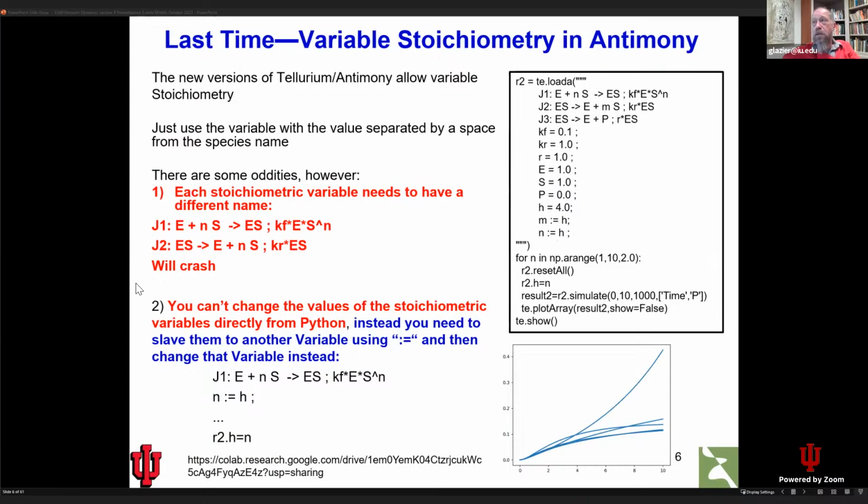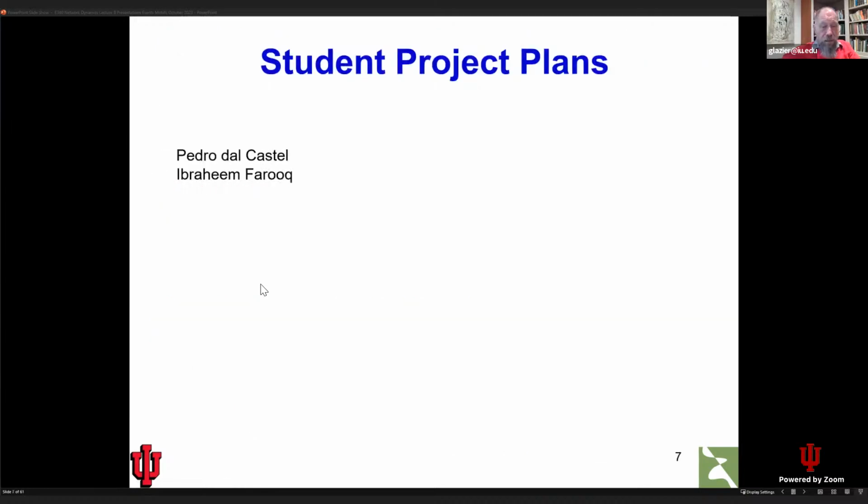And then we also talked about variable stoichiometry, and the syntax for that was pretty simple, with the exception that we had to be aware that we can't reuse symbol names. So if we have E plus N molecules of S goes to ES, and ES goes back to E plus N molecules of S, we have to give the N's different names. And I think those are the main things I wanted to review.